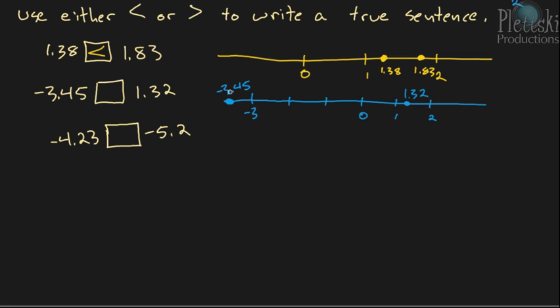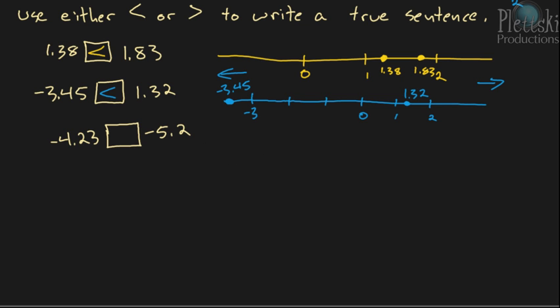Now, negative 3.45 is farther in the smaller direction than the 1.32. So we can say that negative 3.45 is less than 1.32. Okay, this next one, we have negative 4.23 and negative 5.2.